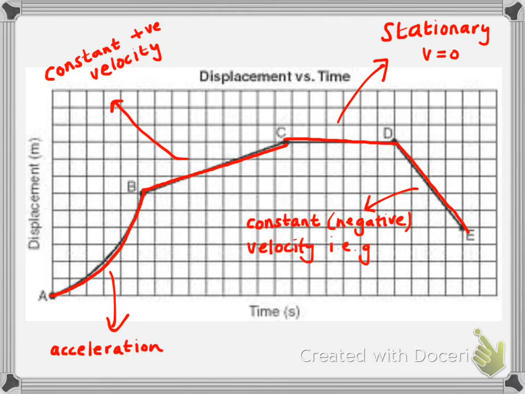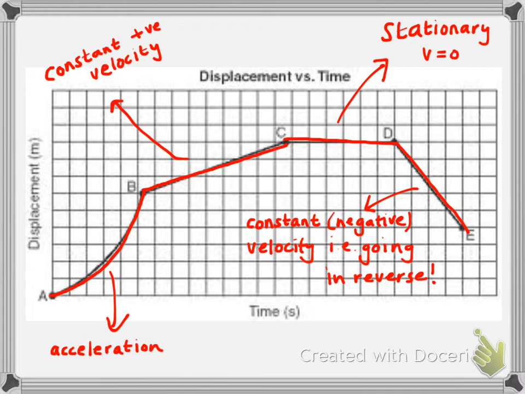Between D and E, we now have a negative gradient. Once again, it's a straight line, so it indicates constant velocity, but it's constant negative velocity. And of course that negative sign indicates direction. And so this shows us that between D and E the object's going in reverse. It's going in the opposite direction to motion.